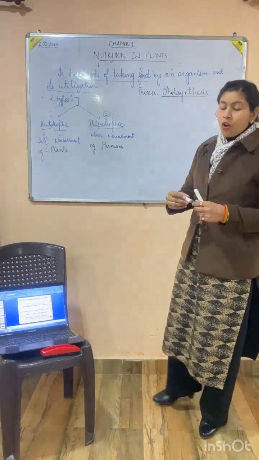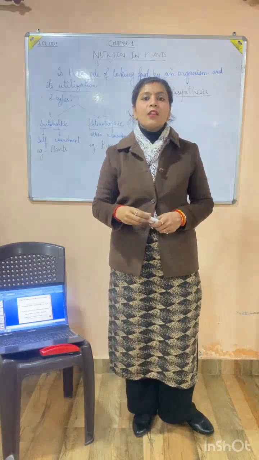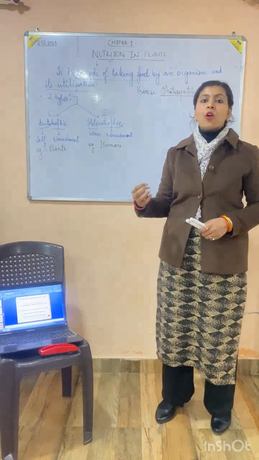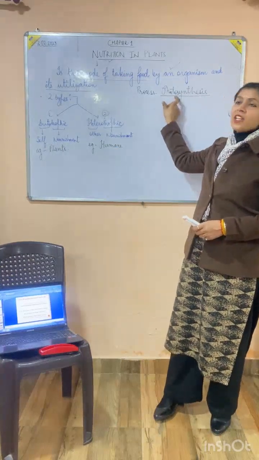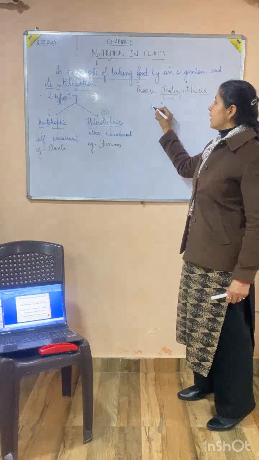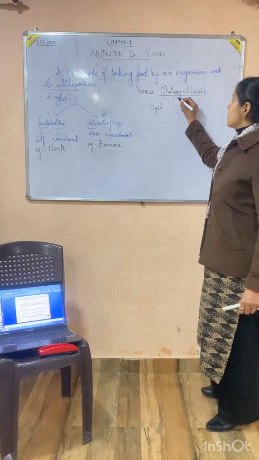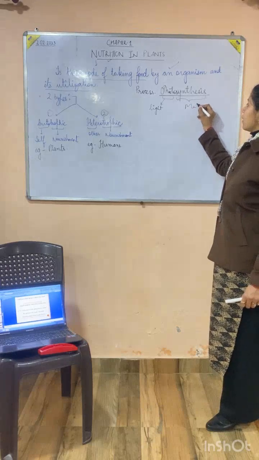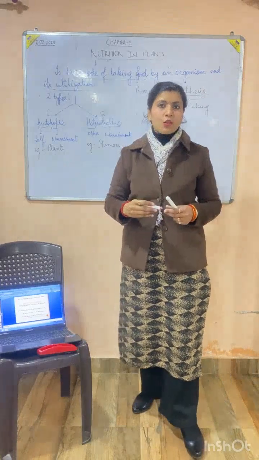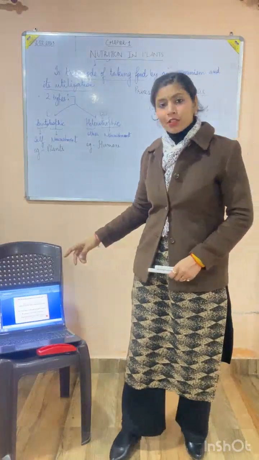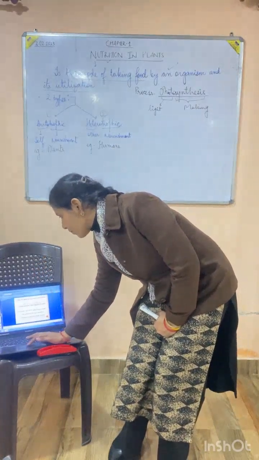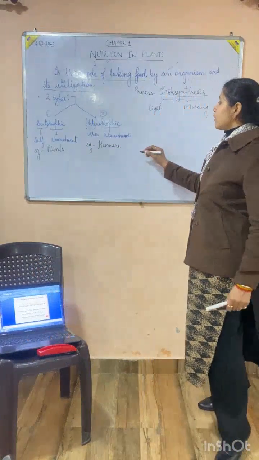Yes. Photosynthesis is a process in which plants make their own food with the help of sunlight. Photo means light and synthesis means making. So we can say that in the presence of sunlight, plants make their own food. Right? Now the second question: in which part of the plant is food made?